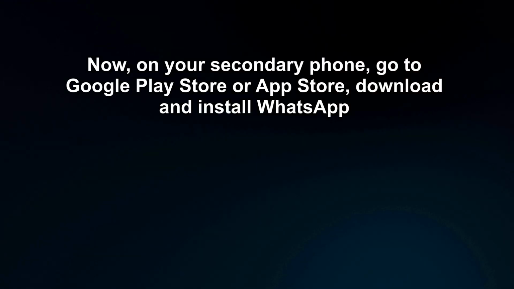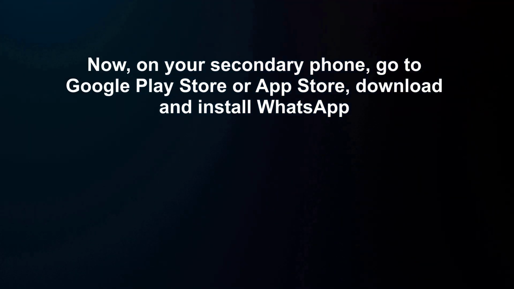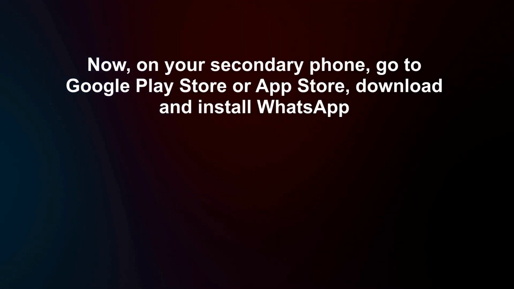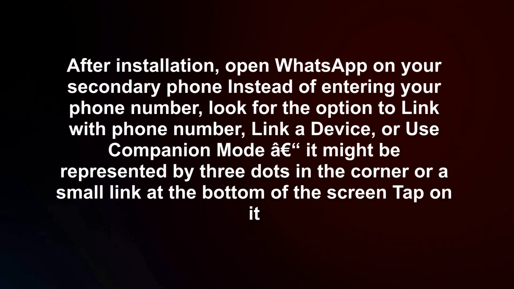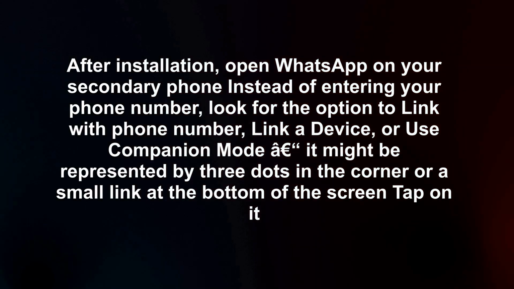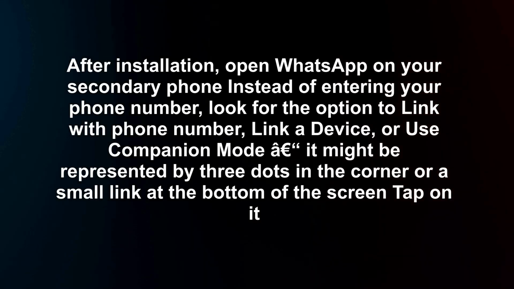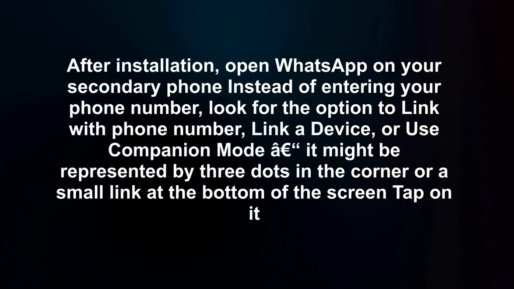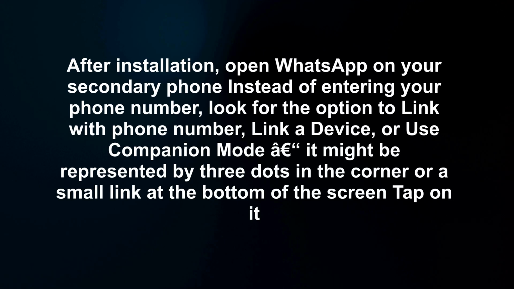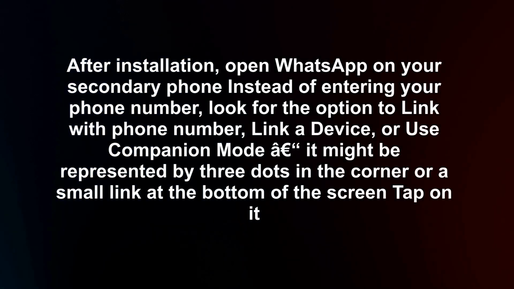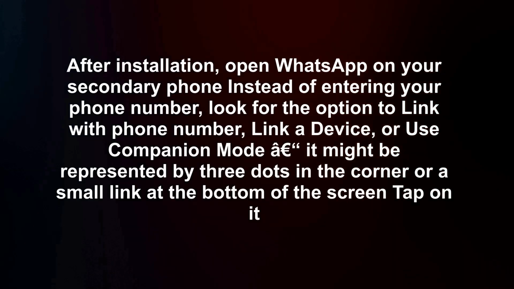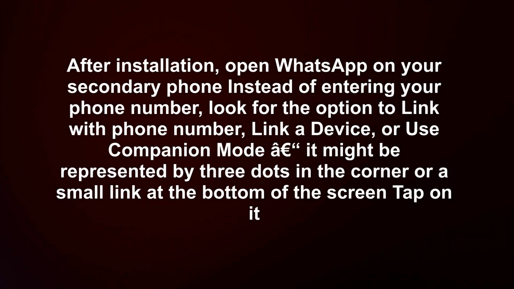Now, on your secondary phone, go to Google Play Store or App Store, download and install WhatsApp. After installation, open WhatsApp on your secondary phone. Instead of entering your phone number, look for the option to link with phone number, link a device, or use companion mode. It might be represented by three dots in the corner or a small link at the bottom of the screen. Tap on it.